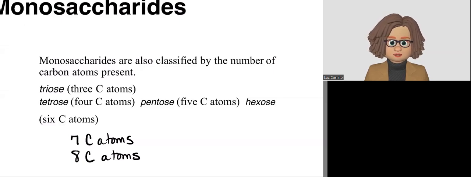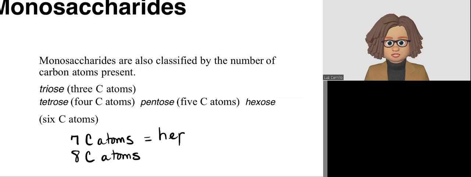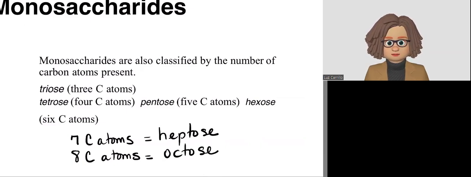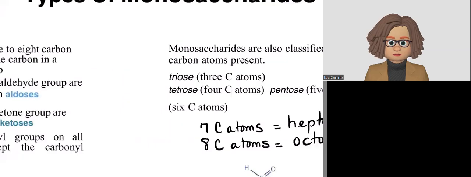For 7 carbon atoms, the name will be heptose. And for 8 carbon atoms, it is octose. As you can observe, carbohydrates, their name is going to end in OSE, as you can see from the different words that we utilize to describe the number of carbons present in a carbohydrate.